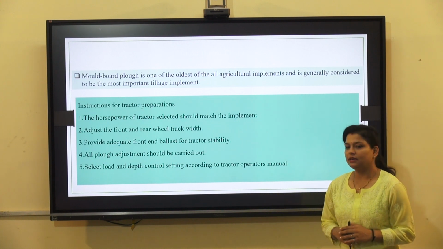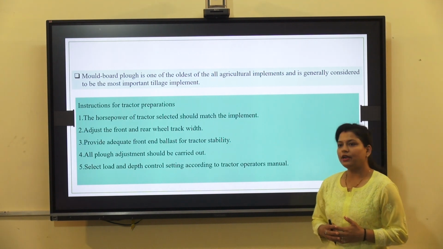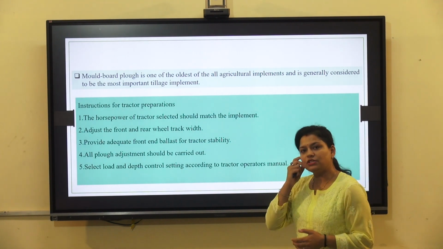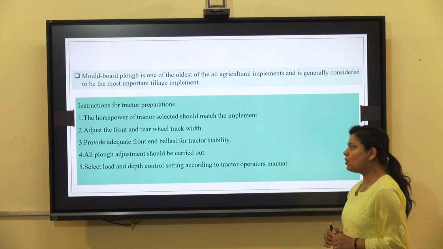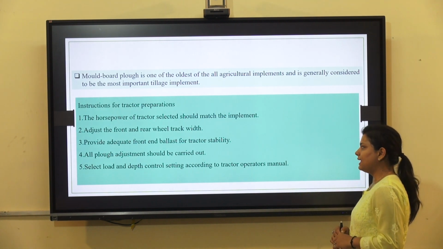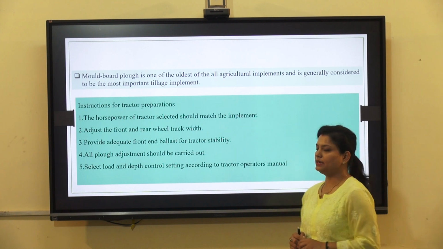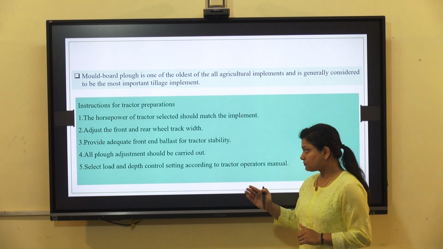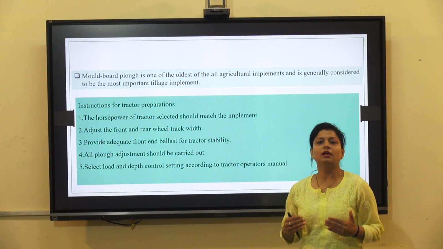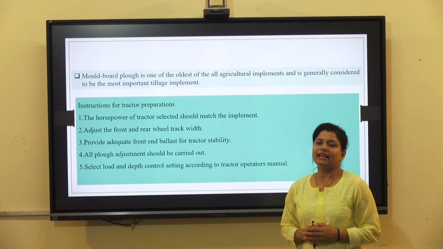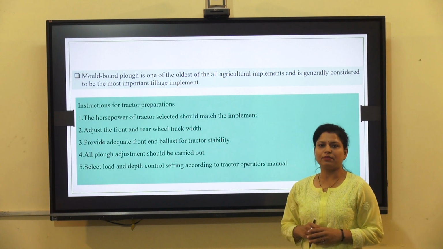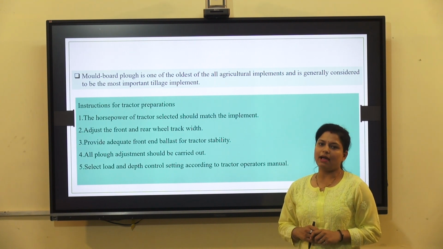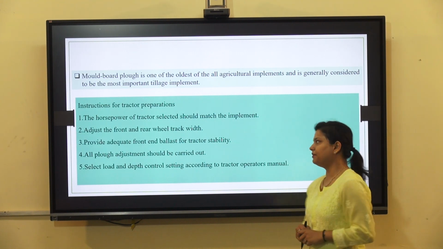All plow adjustments should be carried out according to the manual which the manufacturers have given. Select load and depth control settings according to the tractor operator's manual. Yes, the depth control is selected by ADDC. ADDC is known as the automatic draft and depth control system. It can be done by the hydraulic control system of the tractor.